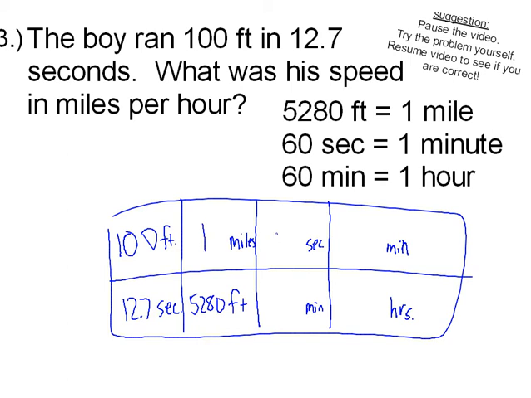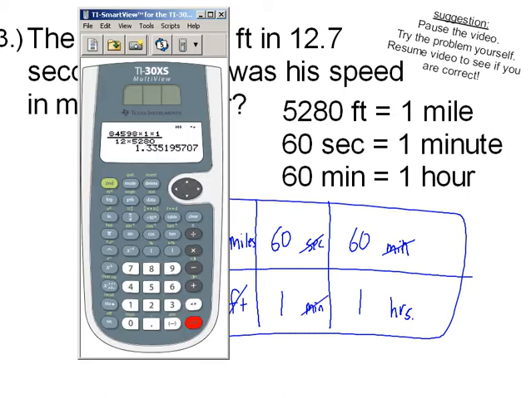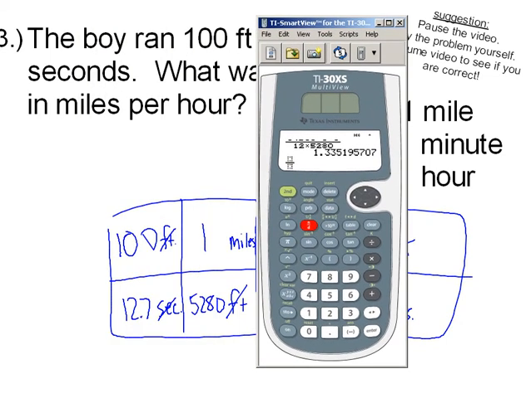All right, let's start filling in some stuff. 5,280 feet in 1 mile, 60 seconds in 1 minute, 60 minutes in 1 hour. Let's see if we're going to cancel enough stuff out. Feet are going to cancel out, seconds are going to cancel out, and miles are not. Minutes will, and I'll be left with miles and hours. So now I can go straight to my calculator and hit this fraction key and start working it from there.